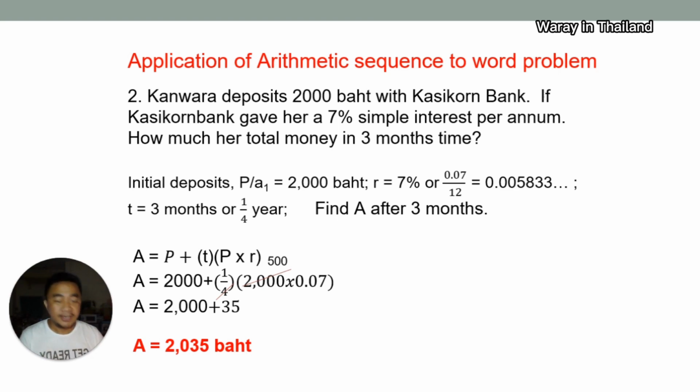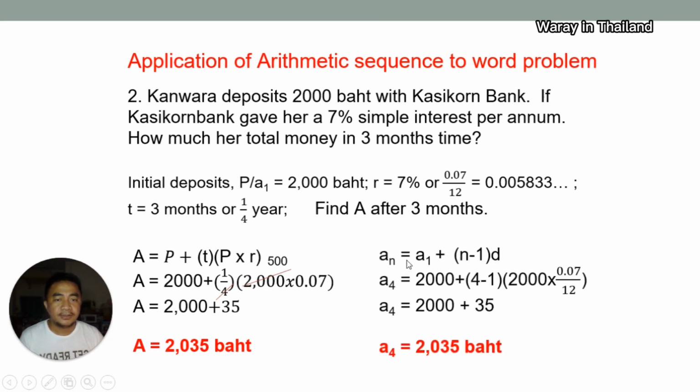Okay? Now we have here the application for arithmetic sequence. We have an equals a1 plus n minus 1 times d. Then we're going to get a4 since they have 3 months. We have here 2,000. So this one we applied per month. So we're going to use 3 months here, so we have here 4, right?